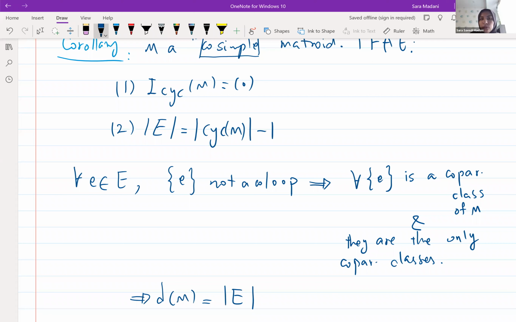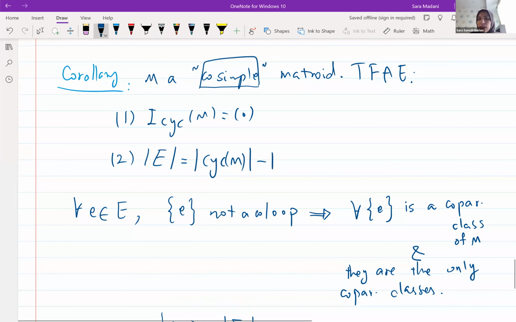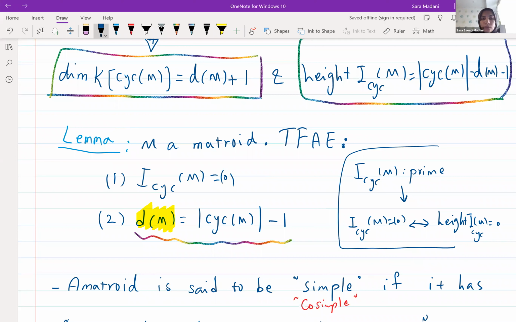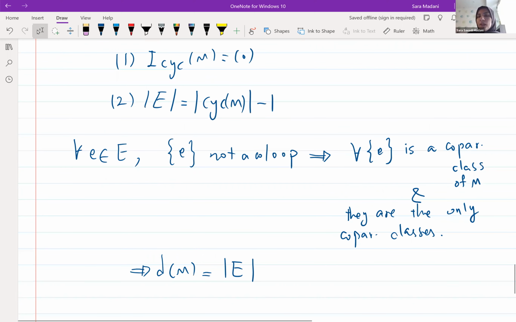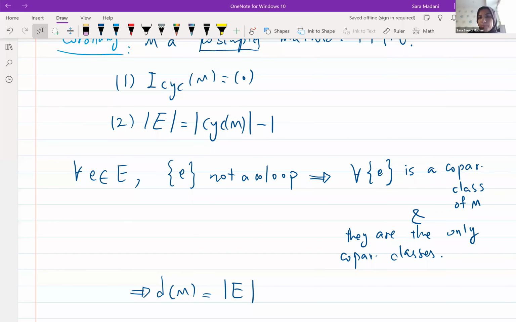Then if we look back at our lemma, I'm just replacing this yellow part dM by the cardinality of E. So that's all. So for co-simple matroids, which are a big class of matroids and many interesting matroids are inside them, we can achieve for the moment that the cycle ideal is just 0.